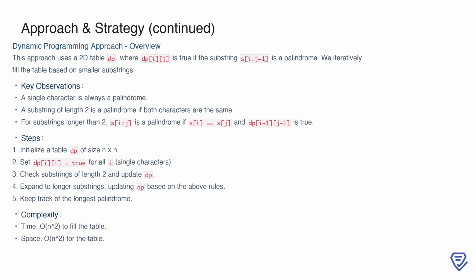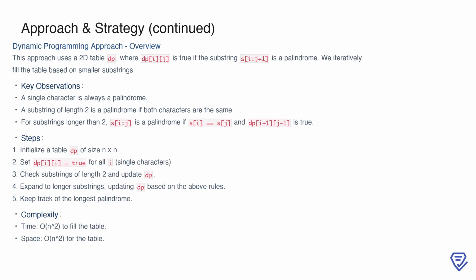results for smaller substrings and builds up to larger ones. In this approach, we define a table dp where dp[i][j] is true if the substring from index i to j is a palindrome. This method is based on a few key observations. First, a single character is always a palindrome. Second, a substring of length 2 is a palindrome if both characters are the same. And third, for substrings longer than 2, we check if the first and last characters match and if the substring between them is already marked as a palindrome in the table.